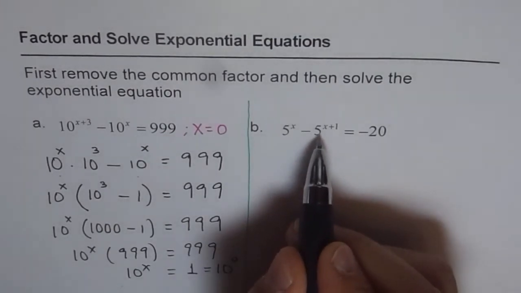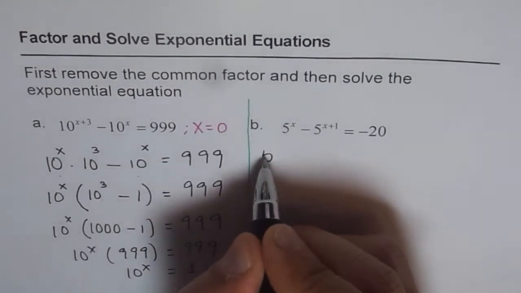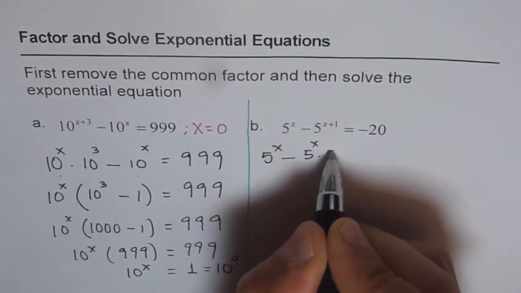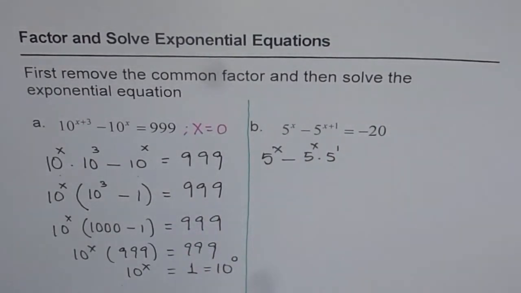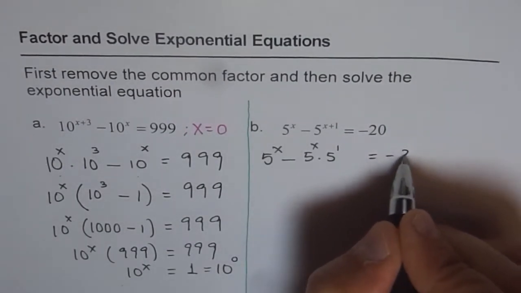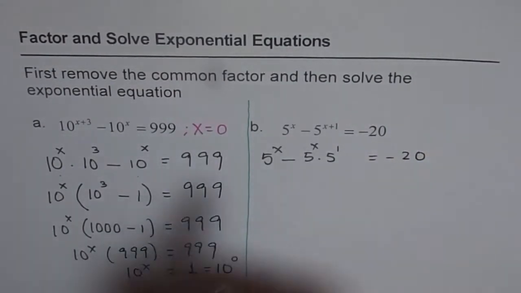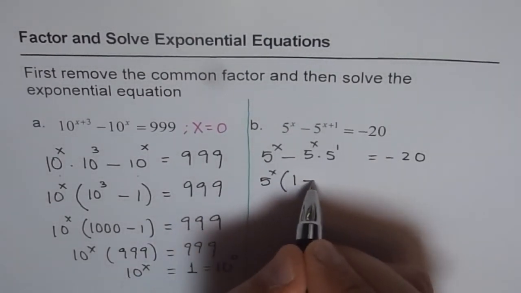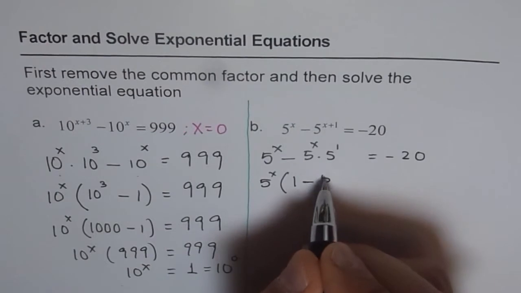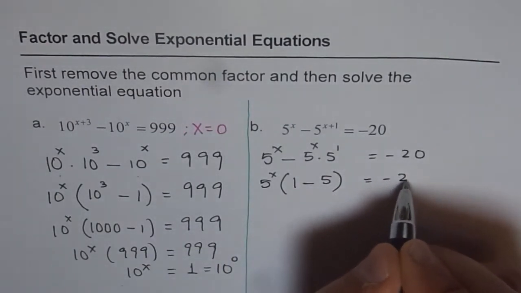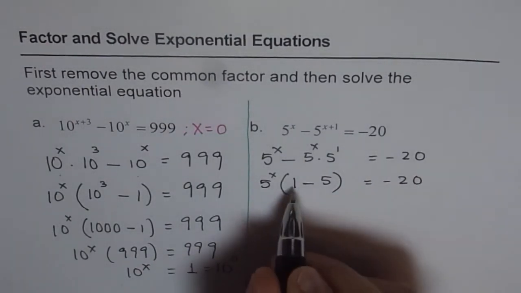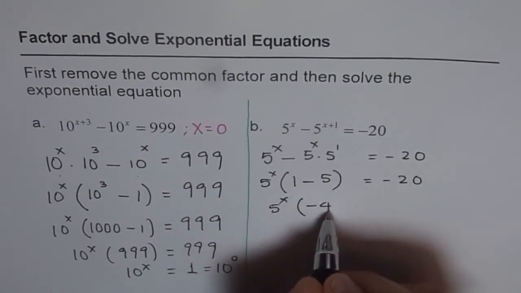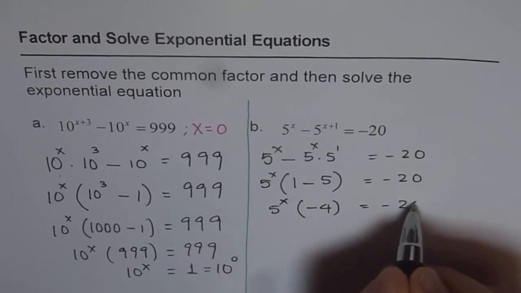How can I write 5 to the power of x plus 1? Let's see that part. 5 to the power of x minus, that means 5 to the power of x times 5 to the power of 1, which is 5, correct? Equals minus 20. Now we can factor 5 to the power of x, so we get 1 minus 5 to the power of 1, which is 5, equals minus 20. Is that okay? Now what is 1 minus 5? 5 to the power of x times minus 4 equals minus 20.